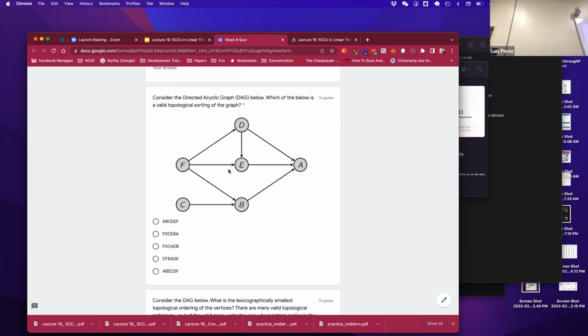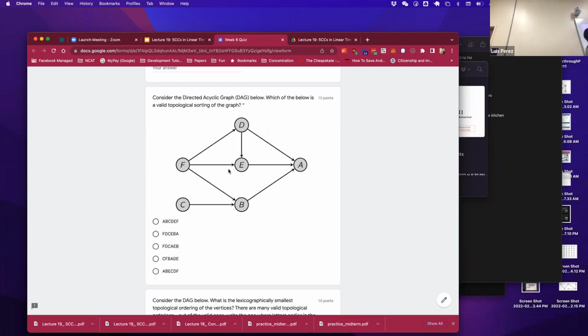Okay, so yeah, we can talk about this one, for example. I think this one's the right answer, FDCAEB. You're right that it starts with F, which is fine. Then it goes to D, which is okay because the only thing D depends on is F, and F already came before in the sorting, right? And then it jumps to C, which is also okay because C doesn't depend on anything. So actually C could go anywhere. There is another sorting where you start with C and then go to FD, right?